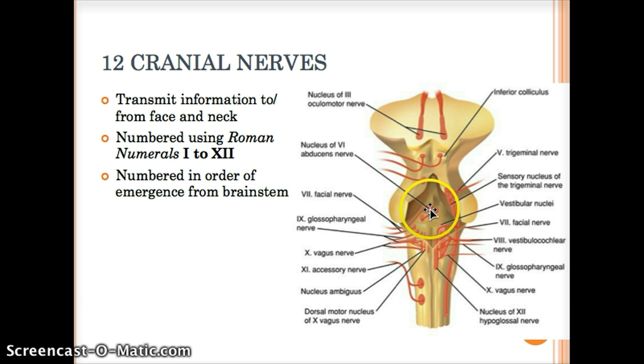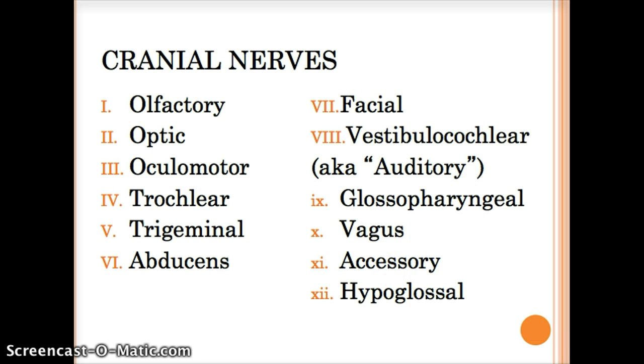So you can see this is a picture of the brainstem, and the cranial nerves exiting the brainstem. I will not ask you to diagram anything like this. These are all the cranial nerves: olfactory, optic, oculomotor, trochlear, trigeminal, abducens, facial, vestibular cochlear, also called the auditory nerve, glossopharyngeal, the vagus, accessory, and hypoglossal.